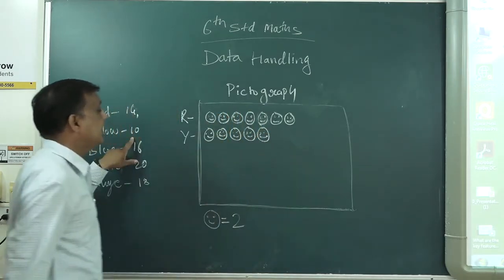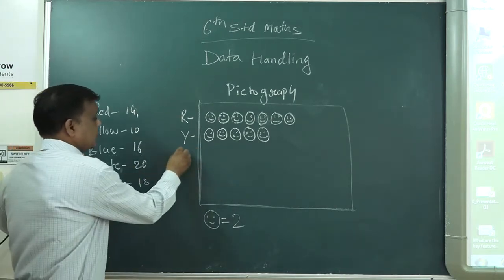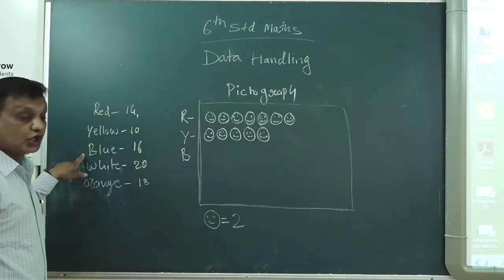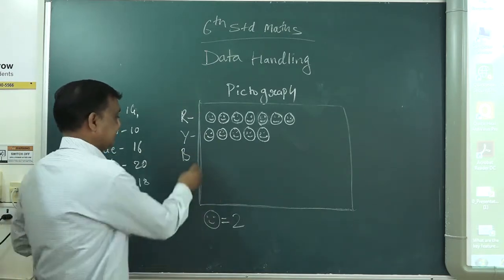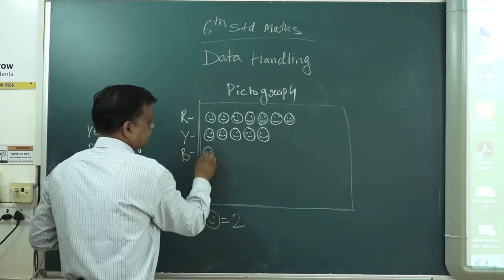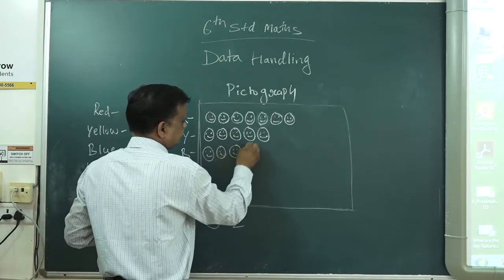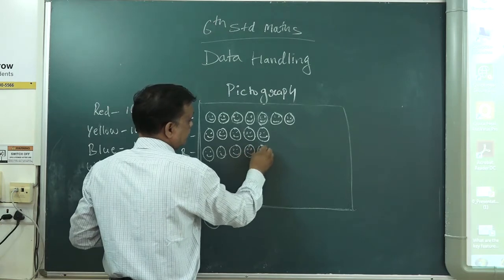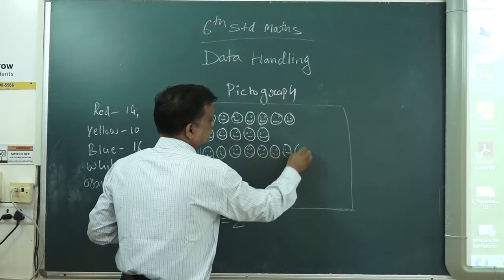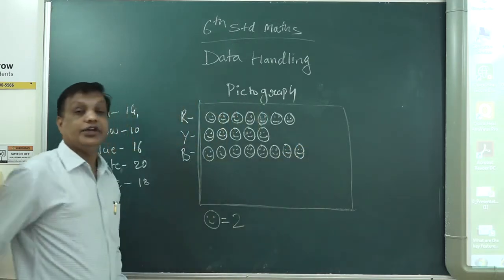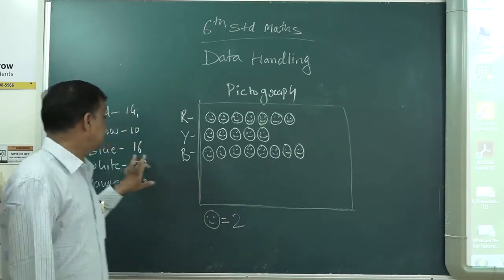Now this is what? L. How many students like yellow? 10 students. Now next is what? Blue. I am taking here B. Shortcut. How many? 16. So how many faces do you draw here? 8 faces. I drew here 8 faces.